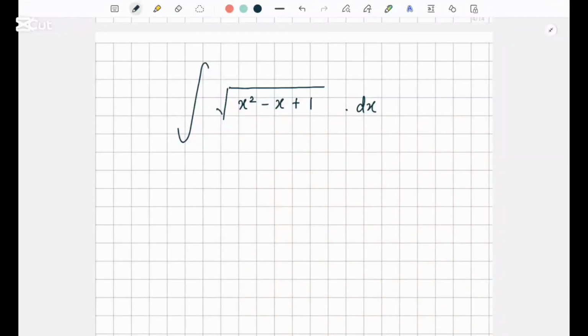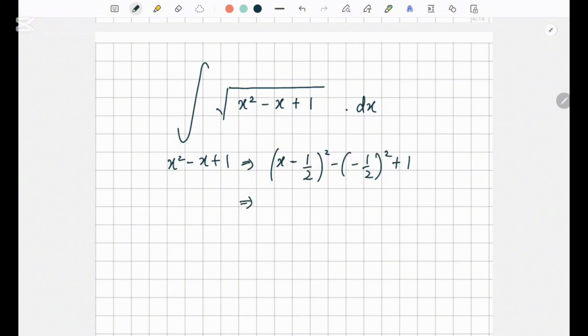Hi everyone, I'm going to show you guys how to integrate this question. So what we'll first do is let's write x squared minus x plus 1 in completing square format. So this would be (x minus half) squared minus (half) squared plus 1.